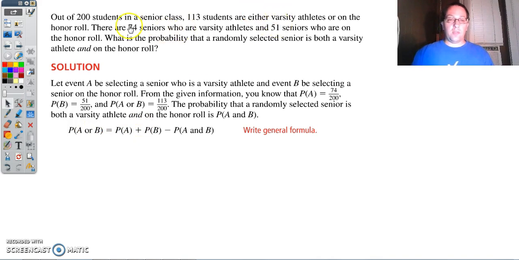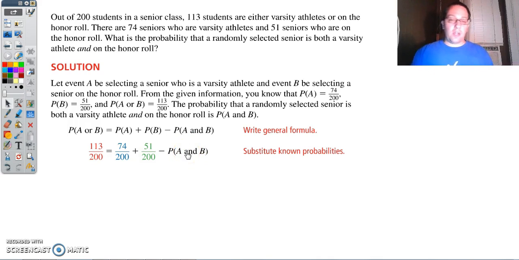Well, it told me that was 74 varsity athletes out of 200 seniors. Probability that they are on the honor roll? Well, it told me that was 51 honor roll students out of 200 seniors. So we fill that in. Probability that they're both? Don't know. We've got to figure that out. So this is our variable.